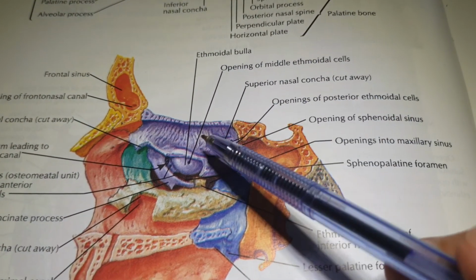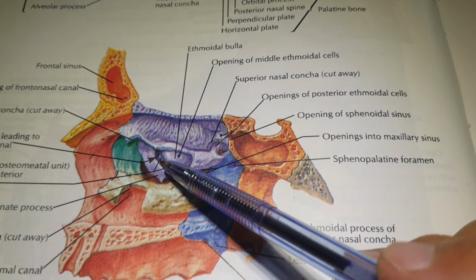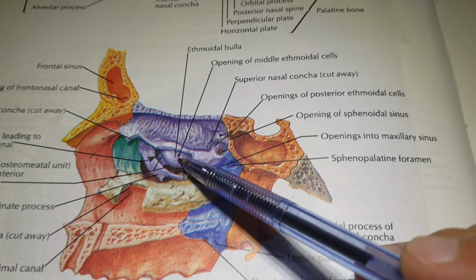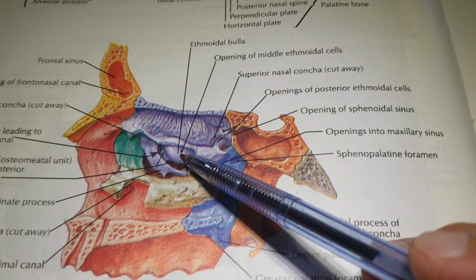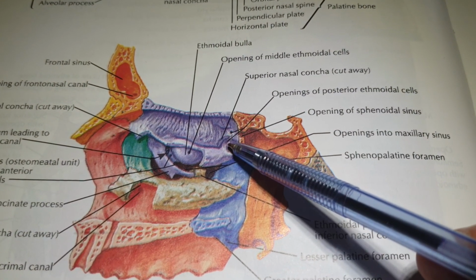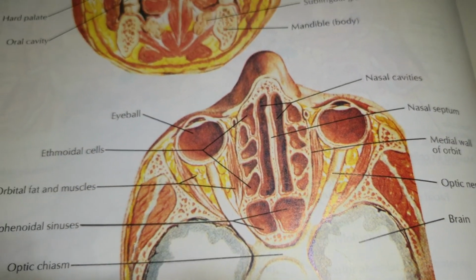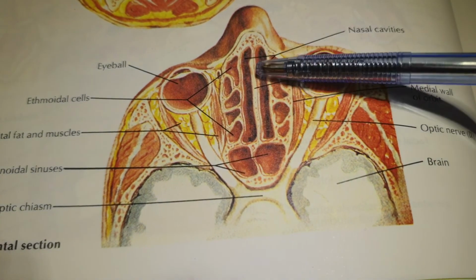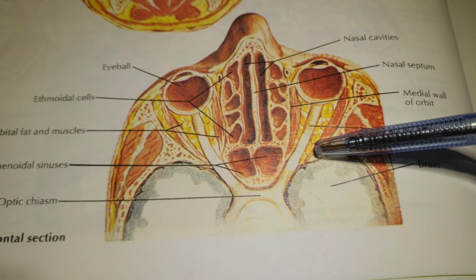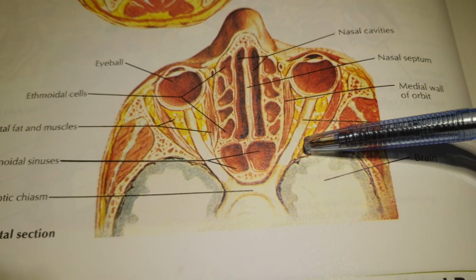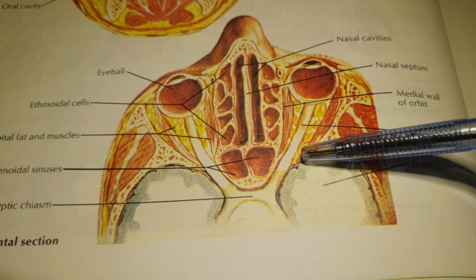Again I will repeat, the anterior ethmoidal air cells open into the infundibulum of the hiatus semilunaris, the middle ethmoidal air cells open directly onto the ethmoidal bulla, and the posterior ethmoidal air cells open into the superior meatus of the nose. Now I will show you a diagram which is similar to this diagram, in which the arteries have been shown, and you will be able to see the blood supply of the ethmoidal air sinuses.